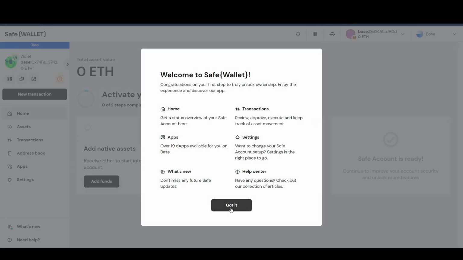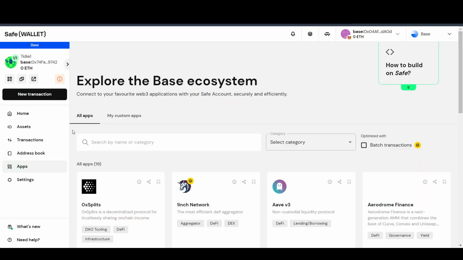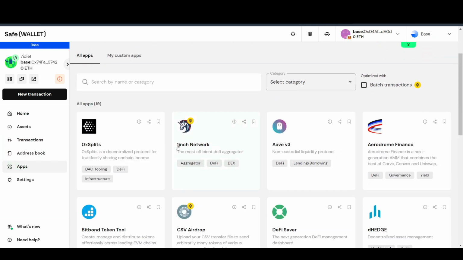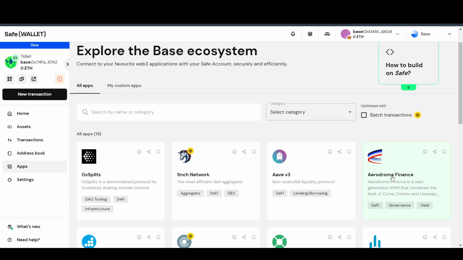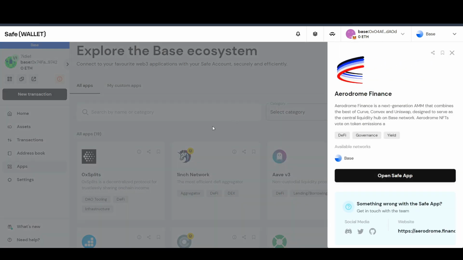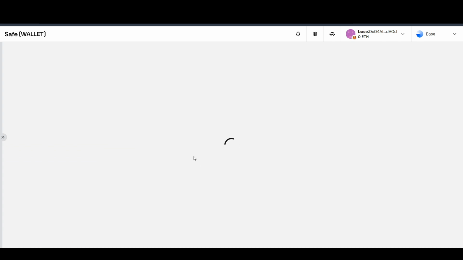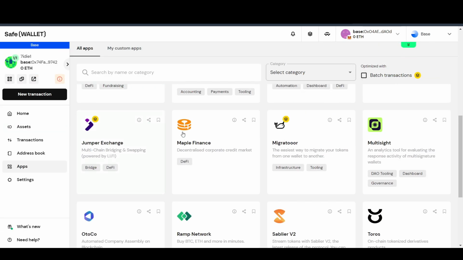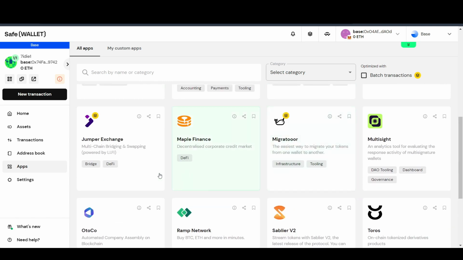So as you can see, you can do different things with this one, and you can actually interact with apps which support Base network as well. That is a pretty awesome option, because you can actually directly go from here and connect to Aerodrome if you want to, which is pretty awesome. As you can see, open Safe app, so that is pretty awesome. So I think this solution is a pretty awesome one. If you look at here, you can also see other apps which support Base network. As you can see, you can actually interact with the Base ecosystem directly from here.